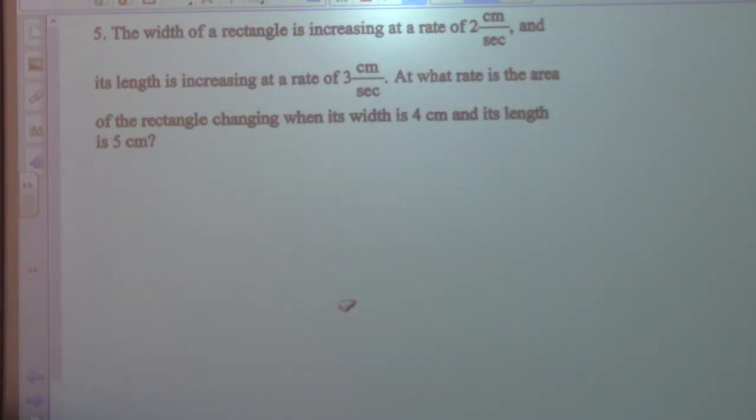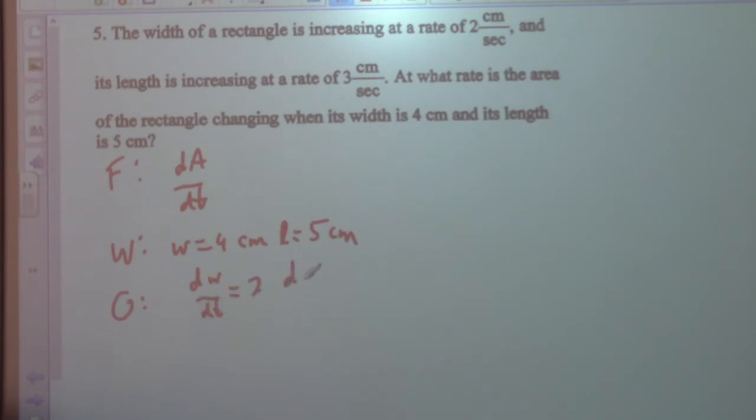Basically, with this one we have to find the rate at which the area is changing when the width equals 4 and the length equals 5 centimeters. Given: dW/dt is 2 centimeters per second, and dL/dt is 3. Our equation is going to be area equals length times width, right?